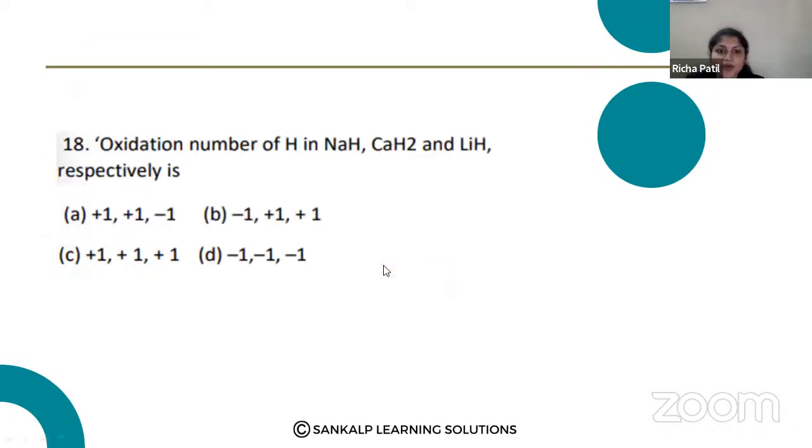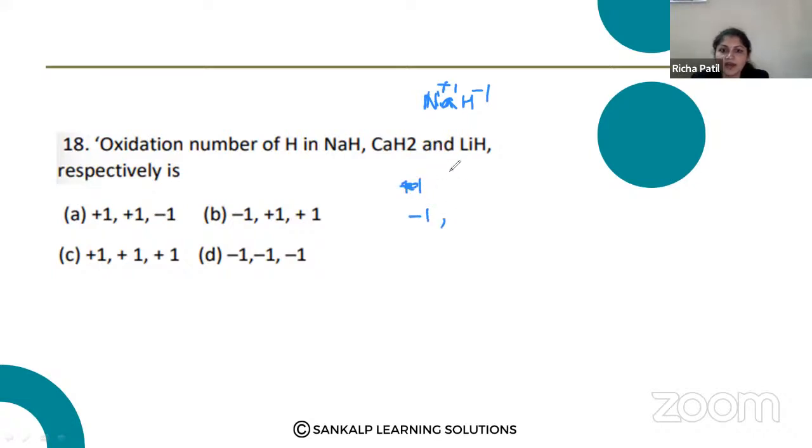Oxidation number of hydrogen in NaH, CaH2 and LiH respectively is. So these are examples of what? These are metal hydrides. Solve this. Whenever you have metal hydrides, what will be the oxidation number of hydrogen? It will be -1. So solve it. NaH: sodium will be +1, so hydrogen will be -1.